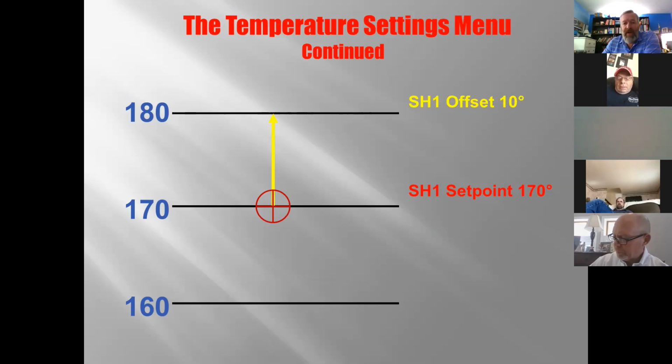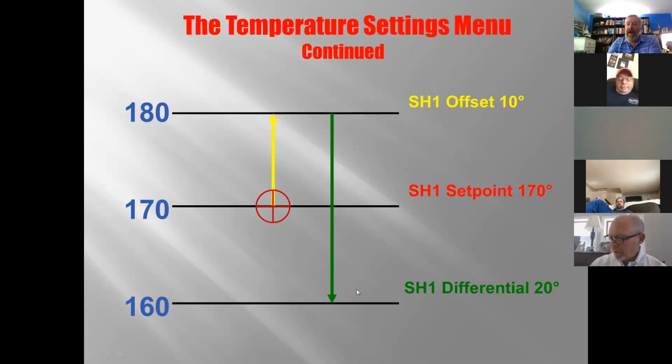But a 10-degree offset means 170 will run me to 180. If I get to 180, I'll shut off. If I cool off 20, I'll come back on. Now, a lot of times when I talk to people and we put in our setup guides, we tell you not to program your set point at 180. This is why. 180 here with 10 degrees above would get you 190.